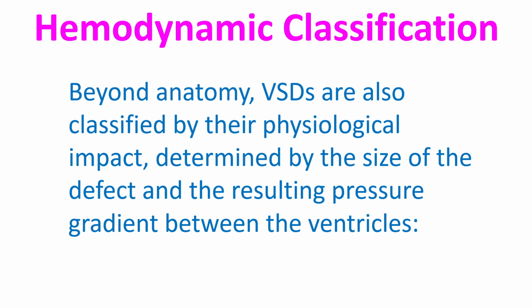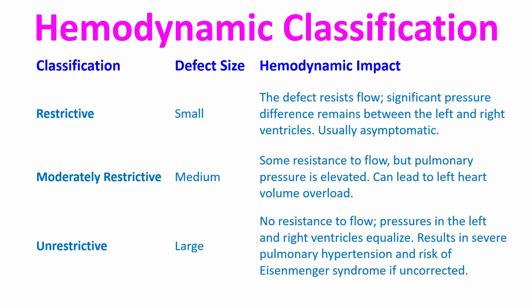Hemodynamic classification. Beyond anatomy, VSDs are also classified by their physiological impact, determined by the size of the defect and the resulting pressure gradient between the ventricles. Restrictive VSD is a small defect. The defect resists flow. A significant pressure difference remains between the left and right ventricles, usually asymptomatic.